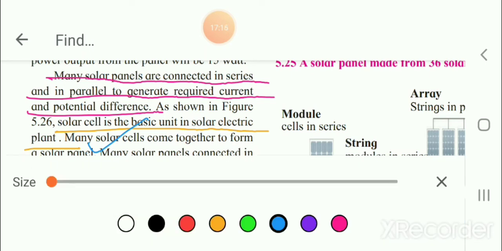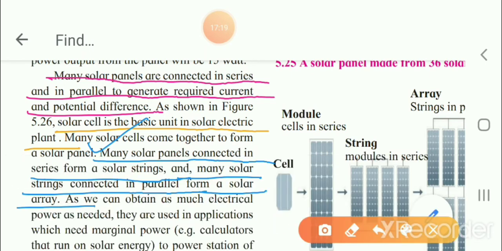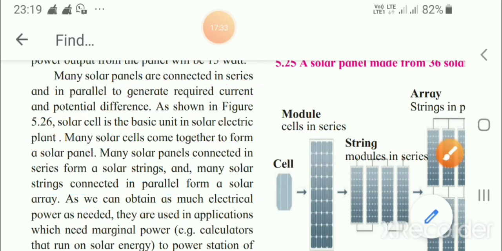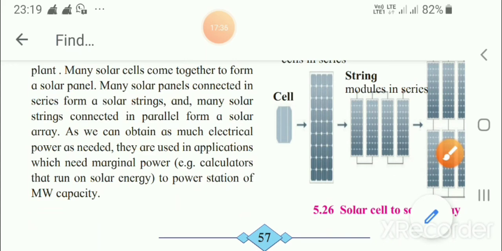Now one more point to learn, children, is that many solar cells are connected together to form a solar panel. So this way we can obtain as much electrical power as is needed, and they are used in applications which need marginal power, for example a calculator that runs on solar energy, up to a power station of megawatt capacity. So here we can see how the structure of the solar array and solar panel takes place.